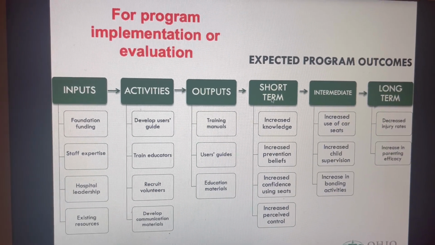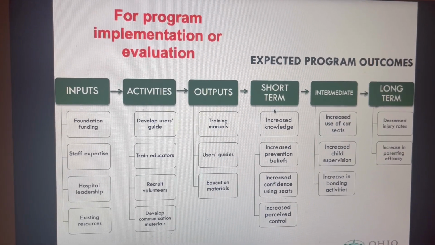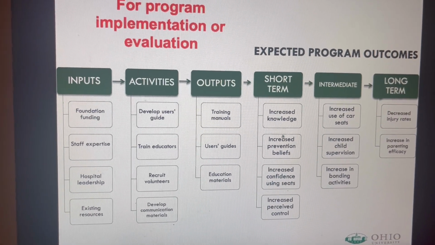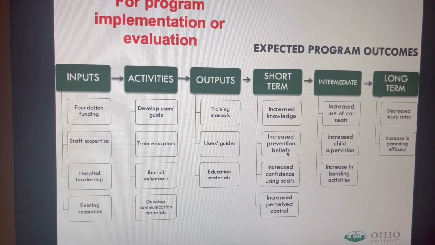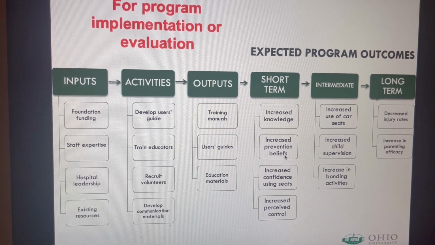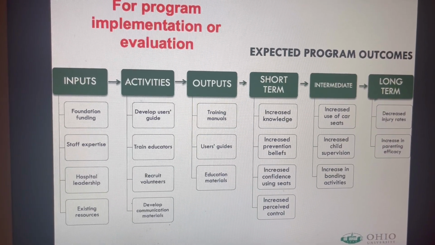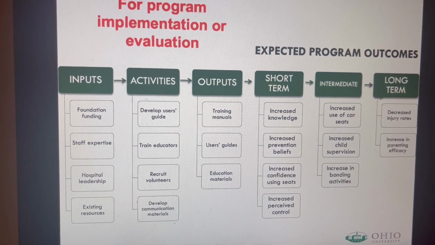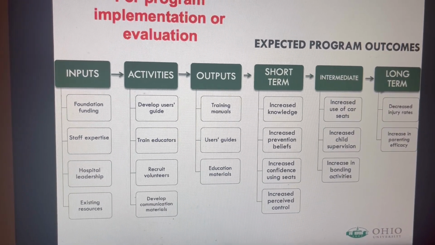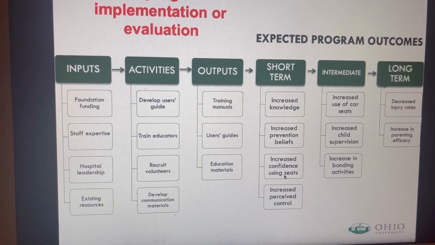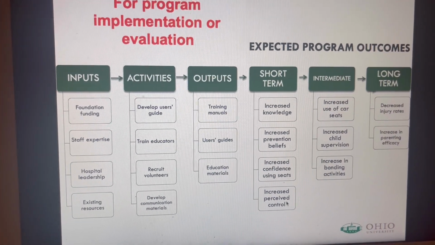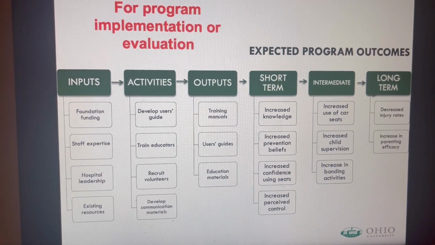So our short-term outcome, which is the learning outcome, will be to increase knowledge, increase prevention beliefs, which is prevention from not wearing a seatbelt, then increase confidence in using seatbelts among our participants, and increase perceived control, so they have control over wearing a seatbelt.